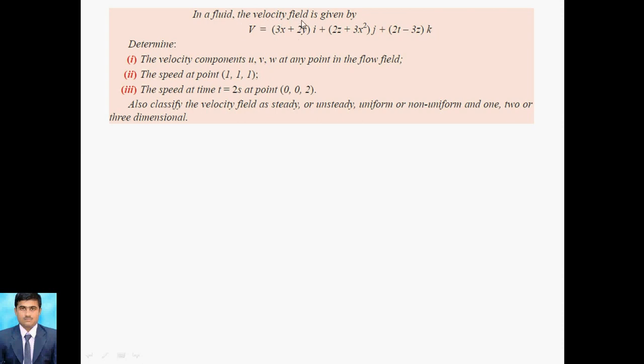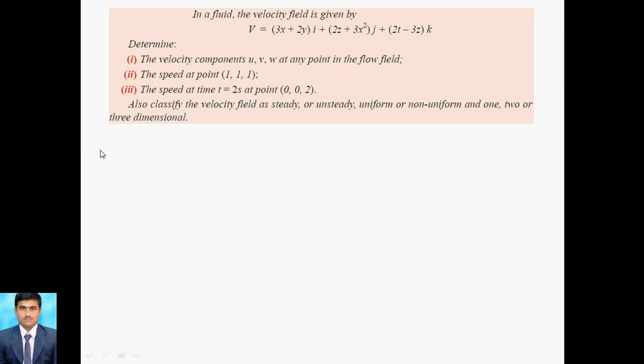In a fluid, the velocity vector is given by V = (3x + 2y) i + (2z + 3x²) j + (2t − 3z) k. Determine the velocity components, so here we can consider u, v, w. We determine the velocity components as well as the speed at point 1, (1,1,1), and similarly at point 2, (0,0,2), where the time is also given as 2 seconds.